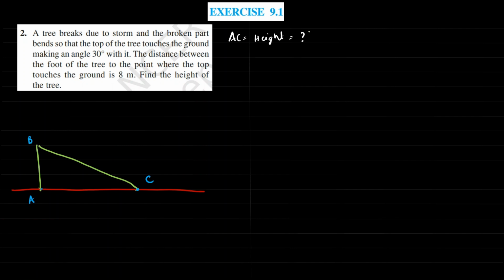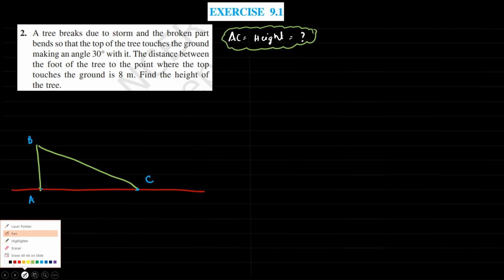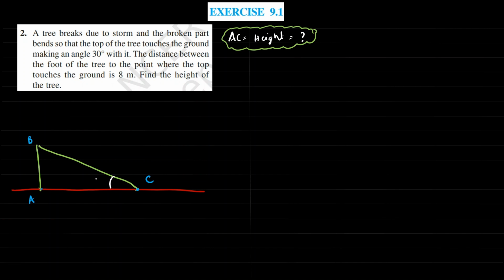But it has been broken down, and now it is touching the ground, making an angle of 30 degrees, which means this particular angle is going to be 30 degrees. The distance between the foot of the tree and the point where the top touches the ground is going to be 8 meters. Now, what do we have to find out? We have to find out the value of AC.